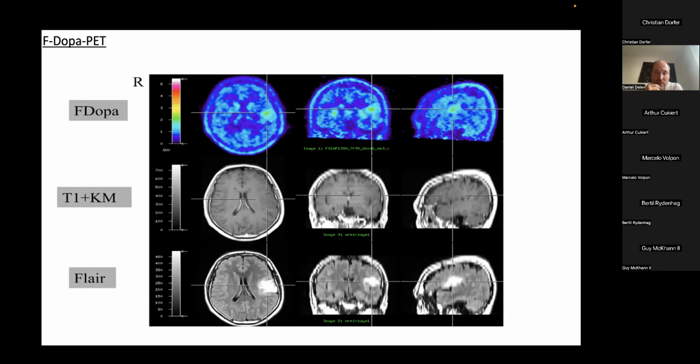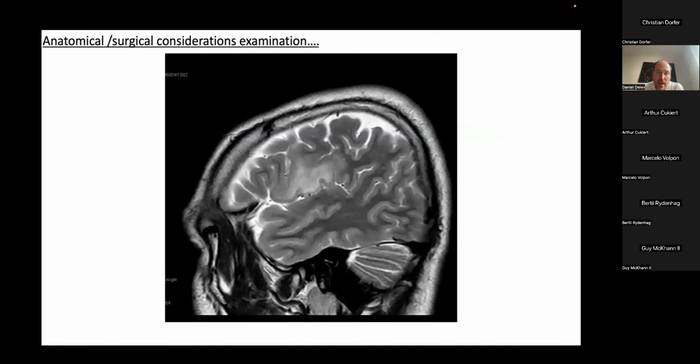So we were a little bit afraid that it might be a little bit more malignant than it seems to be on the MRI scans, because it didn't grow over 5-6 years to that extent. And then we discussed this case in our board, and we were thinking about some anatomical and surgical considerations, and I think this is important.